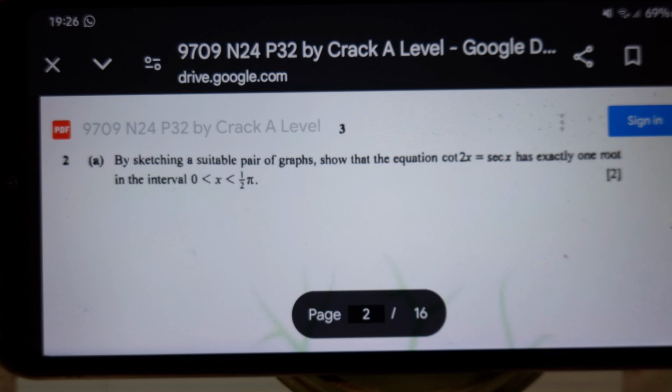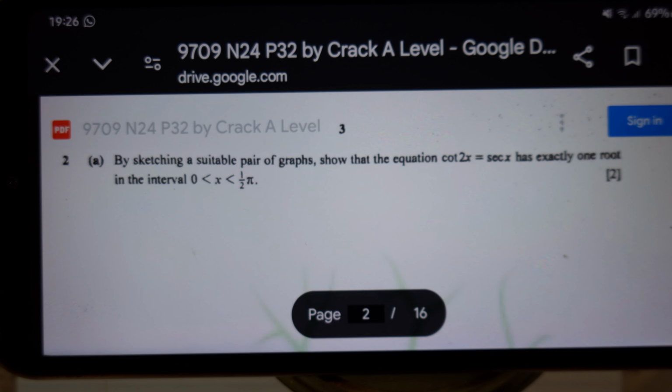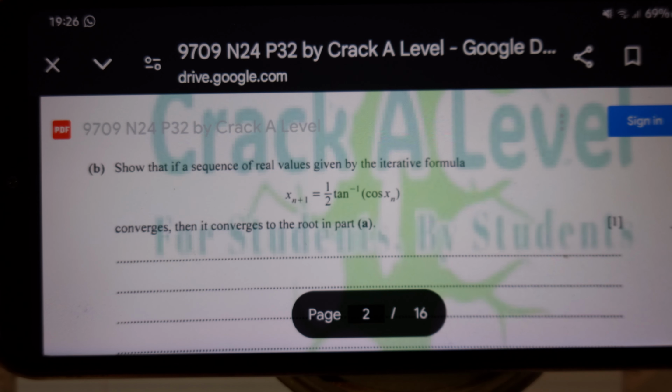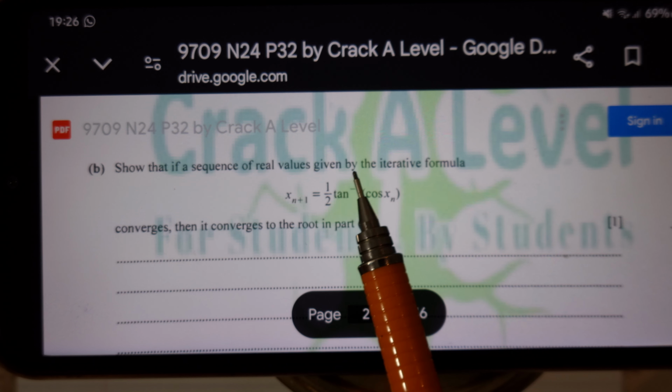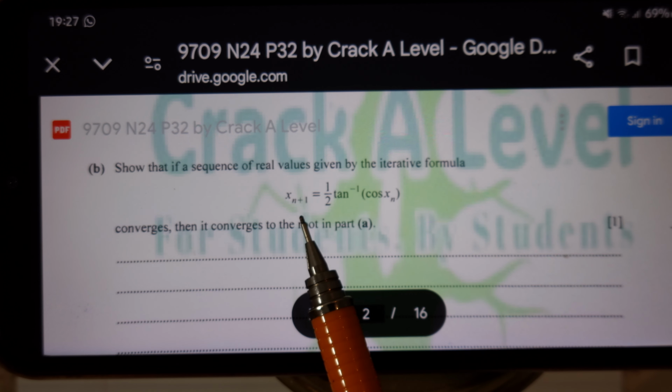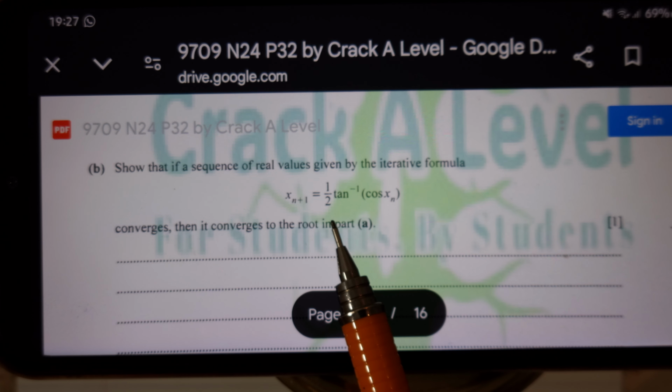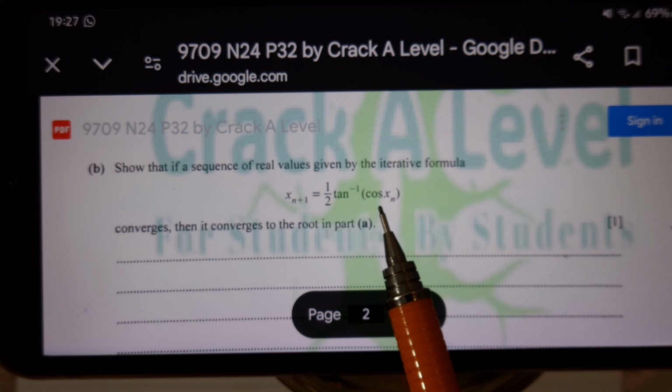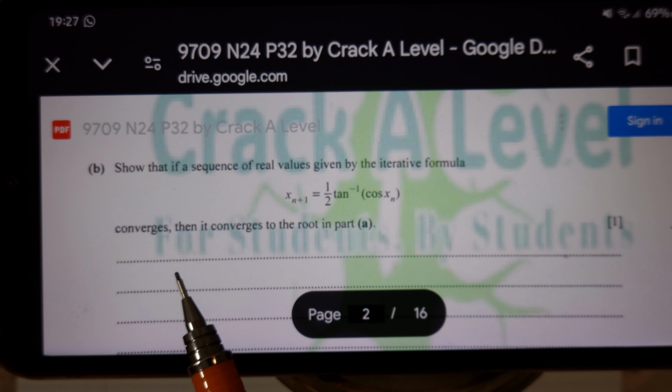Hi, question number 2. Part A: By drawing a suitable pair of graphs, show that the equation cot 2x is equal to sec x has exactly one root in the interval 0 less than x less than half pi. Part B: Show that if a sequence of real values given by the iterative formula x sub n plus 1 is equal to half tan inverse of cos x sub n converges, then it converges to the root in part A.